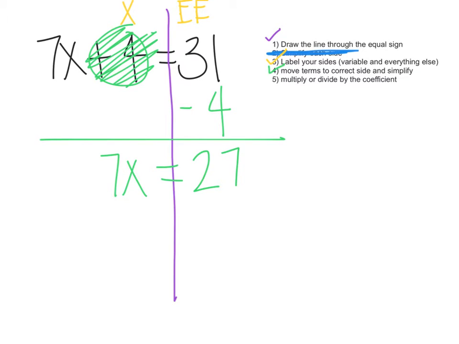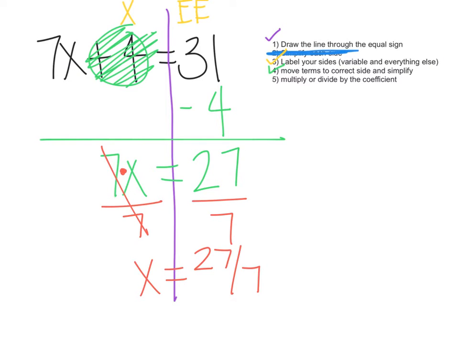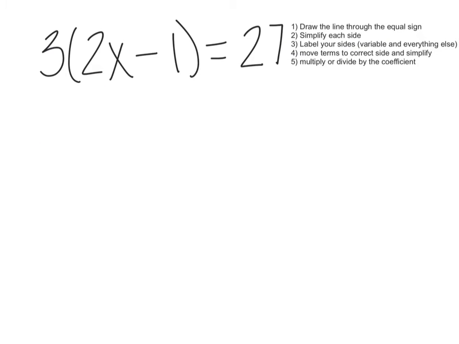So now for my final step, I need to get x completely by itself. Remember, when I have 7x, that is 7 multiplied by x. To move the 7 to the other side, to get x completely alone, I need to do the opposite of multiplication, which is division. So I'm going to divide both sides by 7. So I end up with x equals 27 over 7. I can't simplify that, so I'm just going to leave it in fraction form because in decimal form it would be incredibly ugly. So here's problem 2.